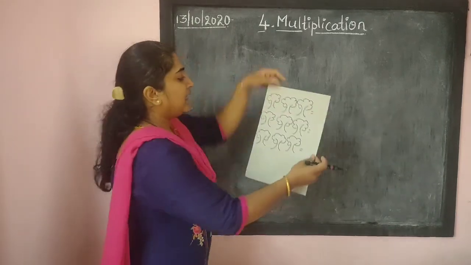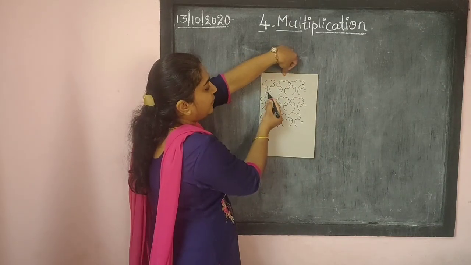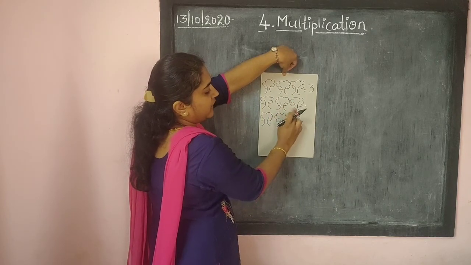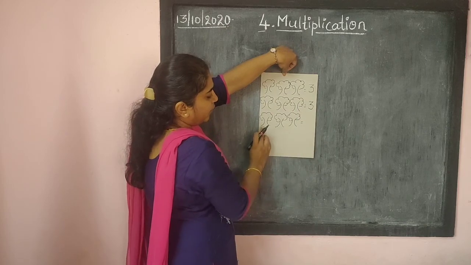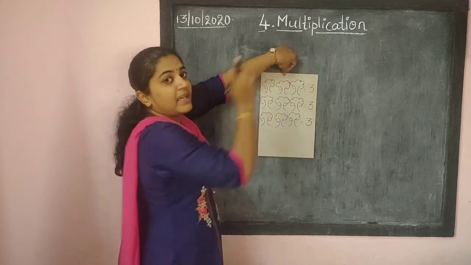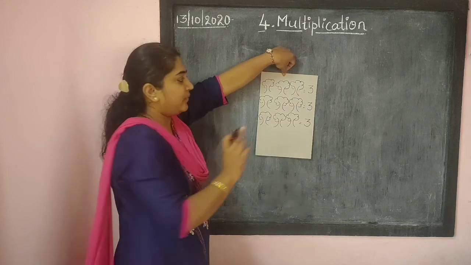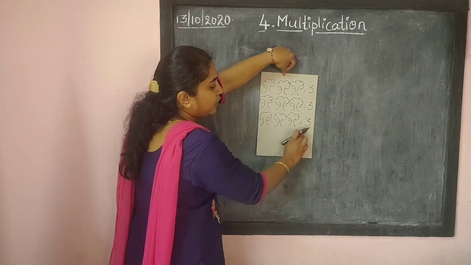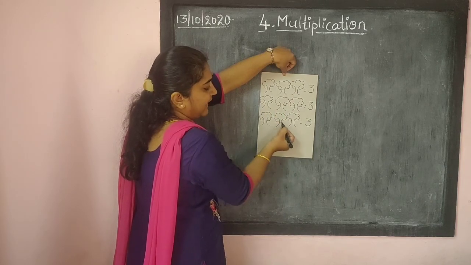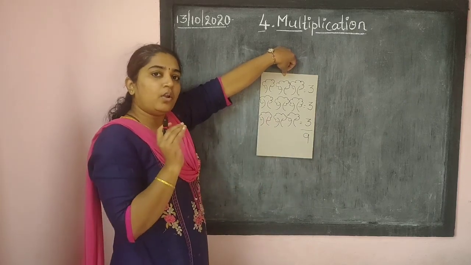Okay, see here, these are all trees. How many trees here? 1, 2 and 3. Here, how many trees? 1, 2, 3. So multiplication is the process of repeated addition with a fixed number. Fixed number means everywhere 3. If you add all this, 1, 2, 3, 4, 5, 6, 7, 8, 9. How many will it come? 9. So this is a bit long process.